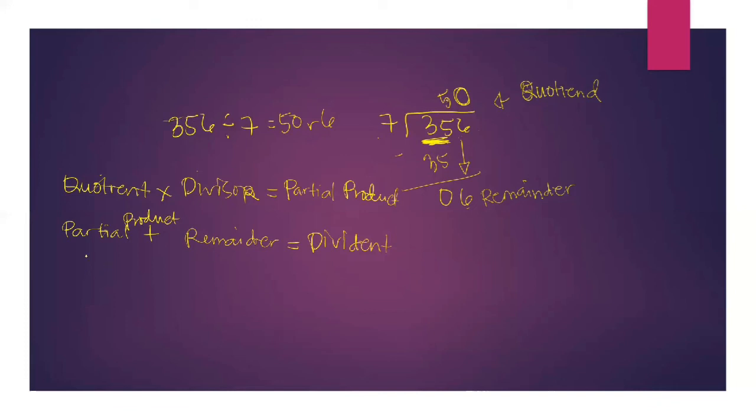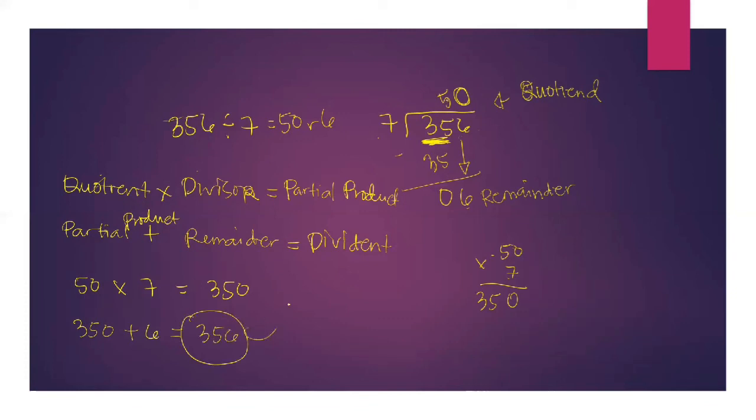Multiply natin sa divisor na 7. Then, it is equal to 350. Tama? So, dahil 50 times 7, so 0, then 7 times 5 is 35. So, 350. Then, yung 350 natin na partial product, i-add natin yung remainder na 6. So, the answer is 356. So, same siya sa ating dividend. So, ganun lang po yung pagdi-divide with a remainder. So, that's all, and thank you.